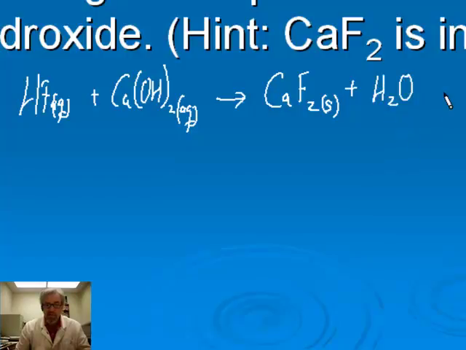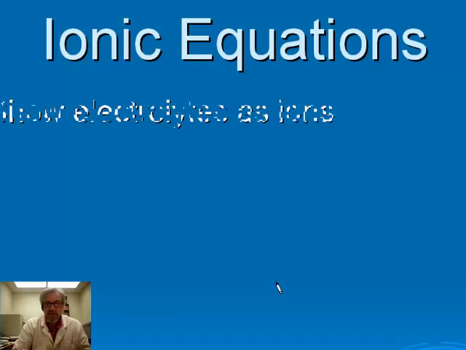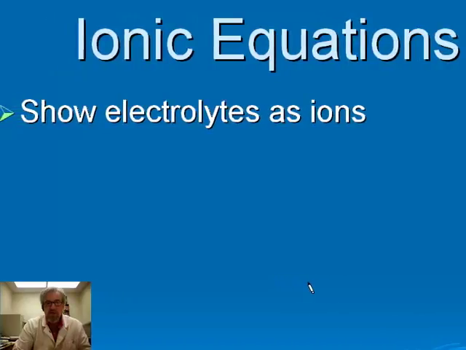Now, this equation isn't balanced right now, so I'd need a 2 in front of the HF to balance the fluoride, and I need a 2 then in front of H2O to balance the hydroxide and the water. That's HOH, 2 of each. The next kind of equation that we're going to use to represent reactions that happen in solution is ionic equations.